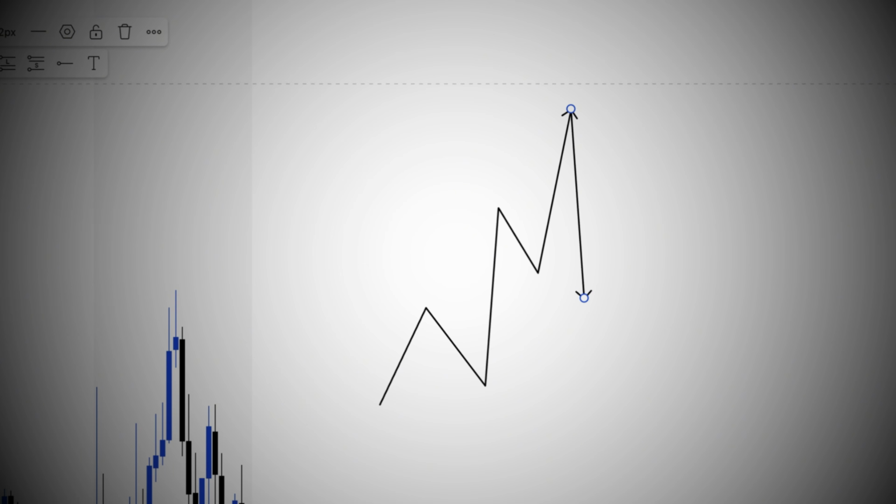And then if price decides to continue to do this again, so we go up slightly and come back down, now we have a break of structure. So a break of structure is what happens after a change of character. A change of character is the first change of direction.